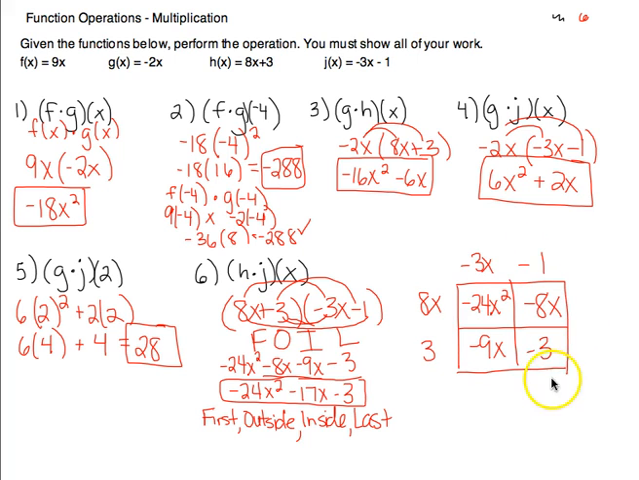Notice that we get the exact same 4 terms that we got when we used the first, outside, inside, last. And if we combine the like terms, we will get the exact same answer. So choose one of those methods and make sure you show all your work, and then hopefully you won't have any trouble.